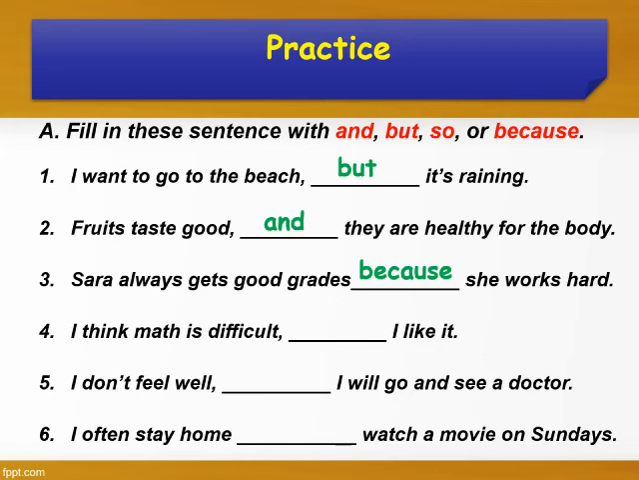Number 3 says, Sarah always gets good grades. Why? It's because she works hard. Number 4. I think math is difficult. I like it. Again, two opposite ideas. The correct answer is, I think math is difficult, but I like it.